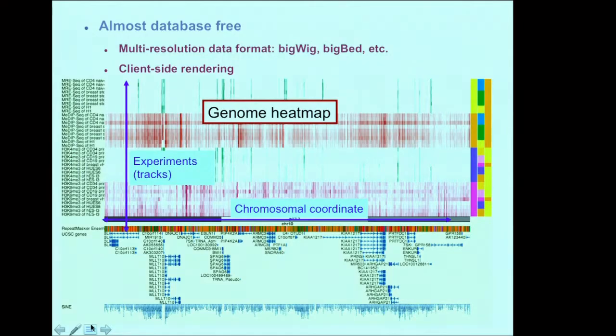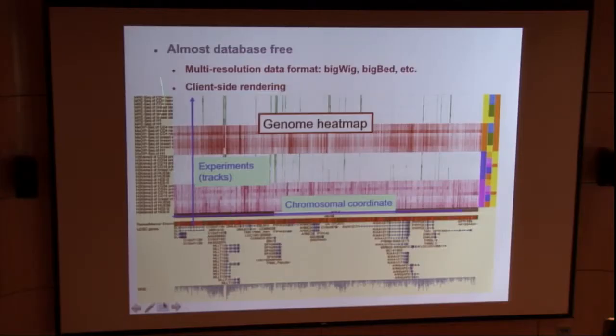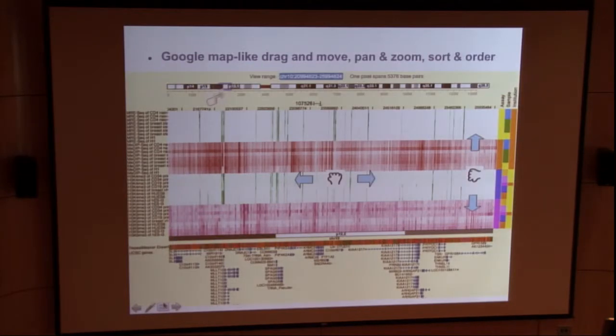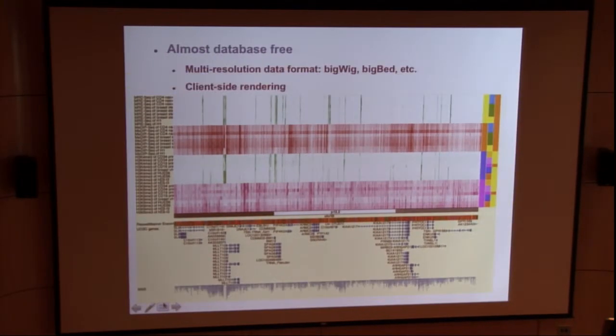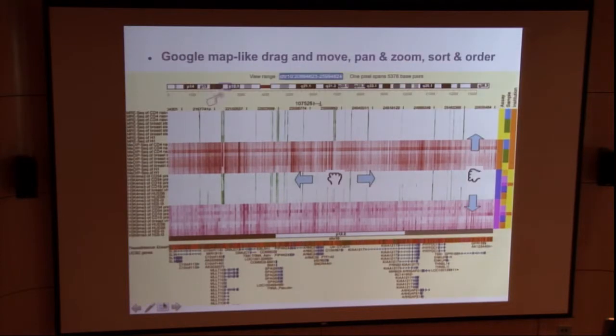So these are the chromosome coordinates. These are experiment tracks. This is what we call the genome heat map. And over here, we have, again, the metadata heat map. The implementation allows us to do lots of Google Map-like drag and move, pan, zoom, sort and order. So you can drag on the heat map side, you can drag on the metadata side, you can drag on the genomic data side.